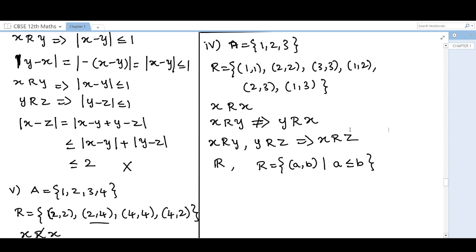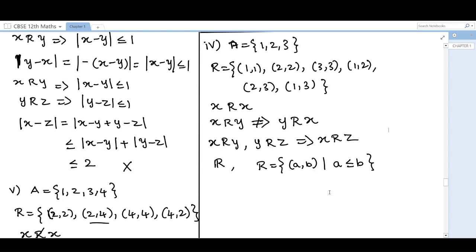So when you consider (1, 1) and (1, 3), then we should have (1, 3), we have that. And if you consider the elements (2, 2) and (2, 3), then we should have (2, 3), we have that. Therefore, for x related to y and y related to z, we have x related to z. Therefore, the given relation R is transitive.